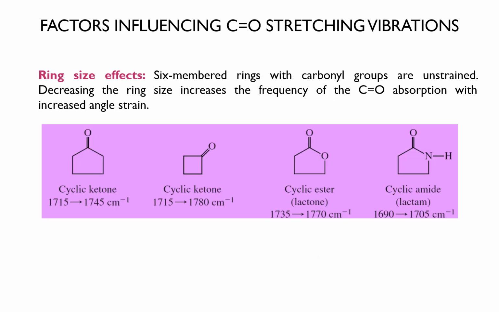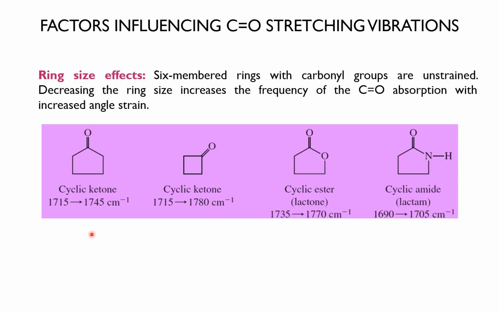The second factor is ring size effect. Six-membered rings are highly unstrained, or we can say strainless rings. There is no strain present in a six-membered ring. If the ring size is less than 6, then there is increased angle strain. So decreasing the ring size increases the absorption frequency of the carbonyl group with increased angle strain.